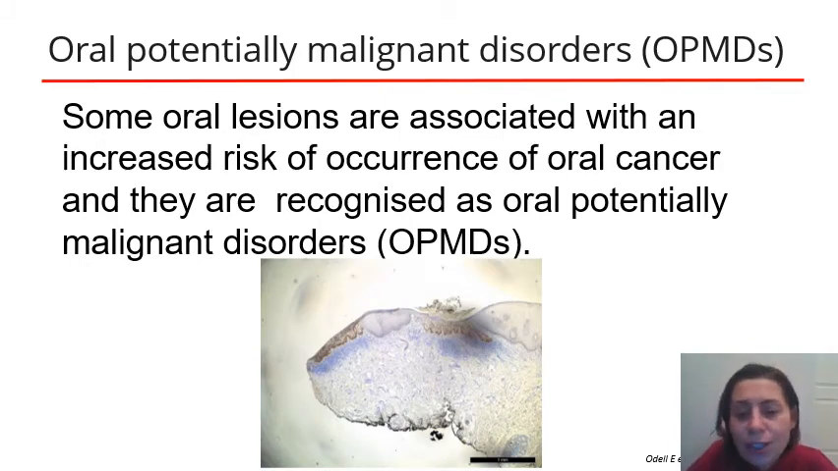I want now to draw attention to the definition. These lesions are associated with an increased risk of occurrence of oral cancer. It doesn't mean that these lesions are exactly those that will develop into a cancer. Most likely some of these lesions are removed, but their presence in the mucosa signifies that the patient has an increased risk to develop oral cancer.